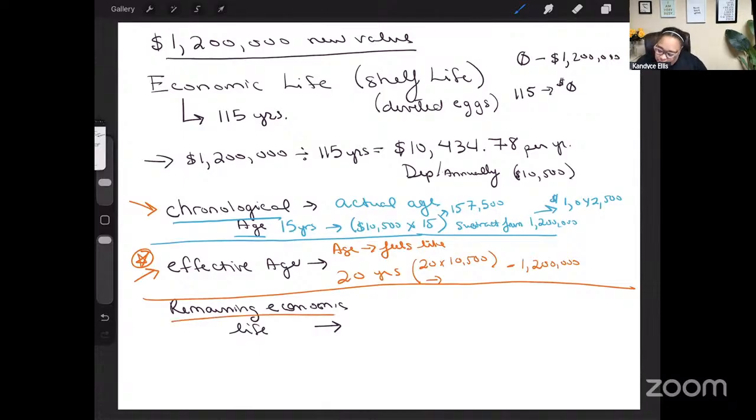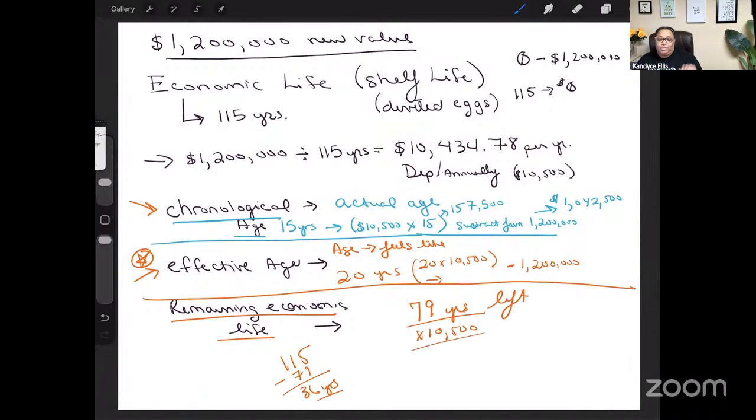And then if they give you the remaining economic life, they could say, hey, this warehouse has 79 years of economic life left. Well, you could do one of 2 things. You could take the 79 and multiply it by the 10.5, or you could say, the 115 minus 79 is, why would I choose a number I can't do in my head? 115 subtract 79, 36 years. So you've lost 36 years, or you just do the 79 times 5. Either way. So I know that was a lot, but that is how you do that problem.